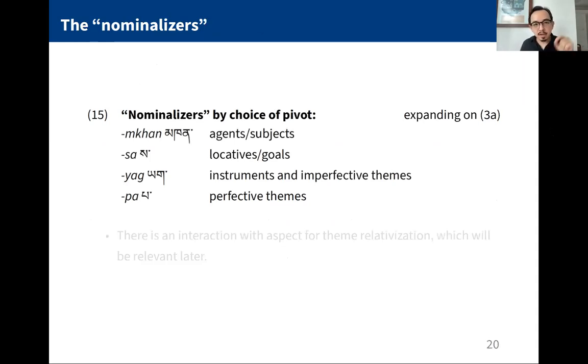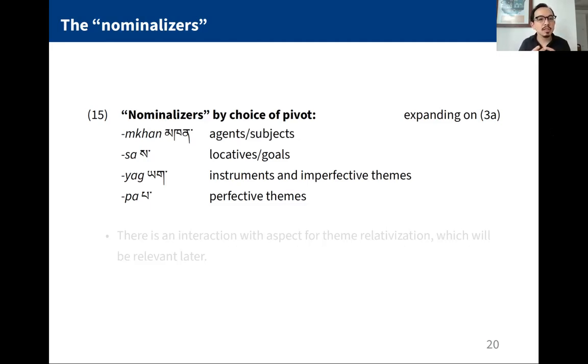Now let's talk about the inventory of nominalizers before we come back to this nominalization idea. I'm expanding here a little bit on what I introduced at the top. So there is, again, this four-way distinction. Ken is used for agent relatives, but also certain kinds of non-agentive subjects, in particular possessors of possessive descriptions. When you extract those, you get Ken.